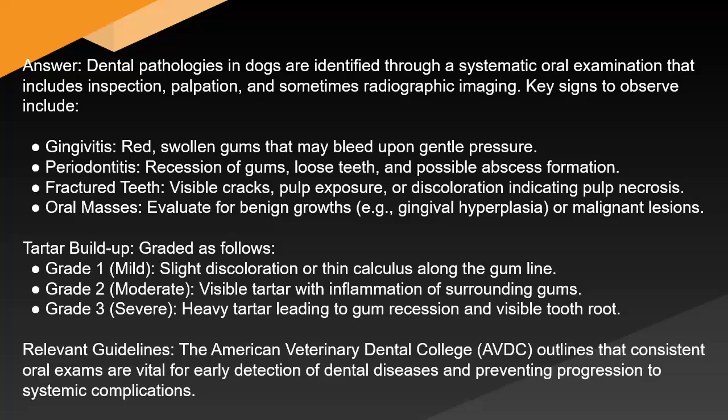Tartar buildup graded as follows: Grade 1 mild, slight discoloration or thin calculus along the gum line. Grade 2 moderate, visible tartar with inflammation of surrounding gums. Grade 3 severe, heavy tartar leading to gum recession and visible tooth root. Relevant guidelines. The American Veterinary Dental College outlines that consistent oral exams are vital for early detection of dental diseases and preventing progression to systemic complications.